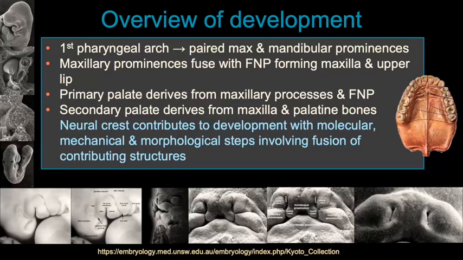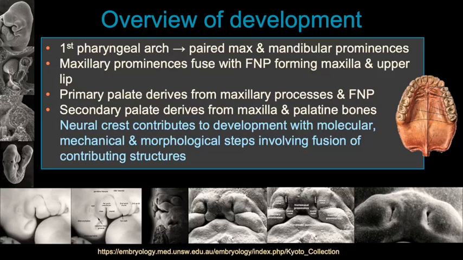To briefly overview development, the first pharyngeal arch gives rise to the paired maxillary and mandibular prominences. The maxillary prominences fuse with the frontonasal prominence, as seen here, to form the maxilla and upper lip. The primary palate derives from the maxillary processes and the frontonasal processes, and the secondary palate, posterior to the incisive foramen, derives from maxilla and palatine bones.